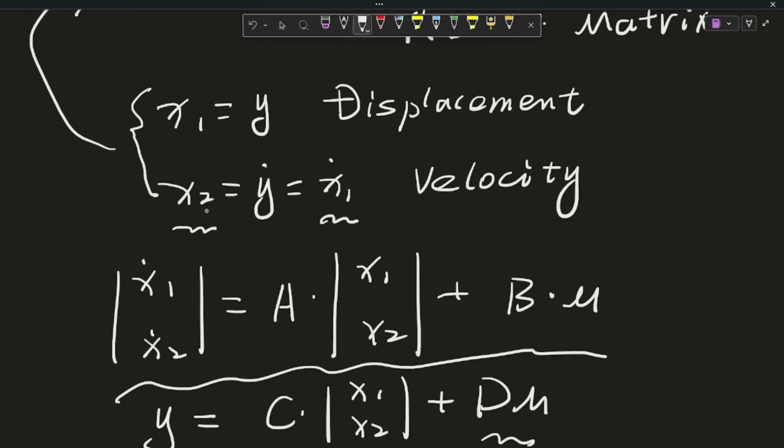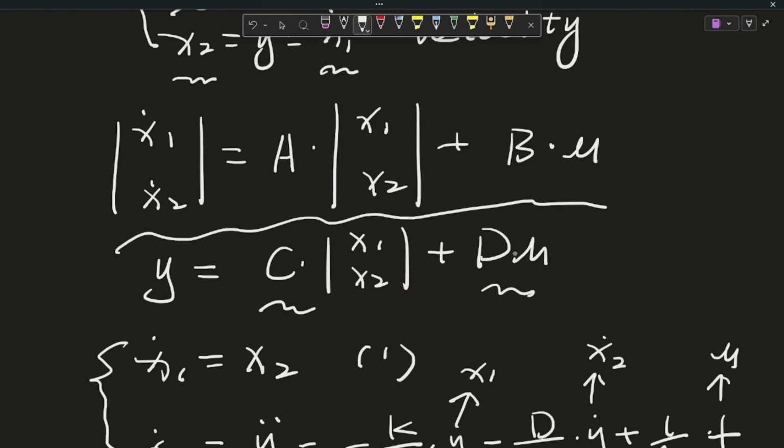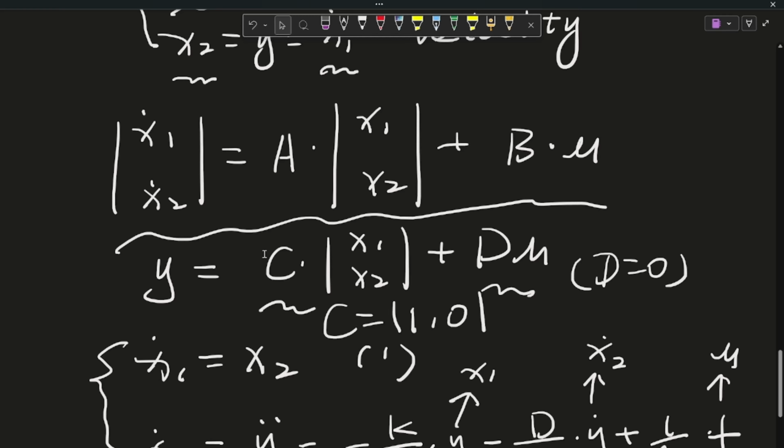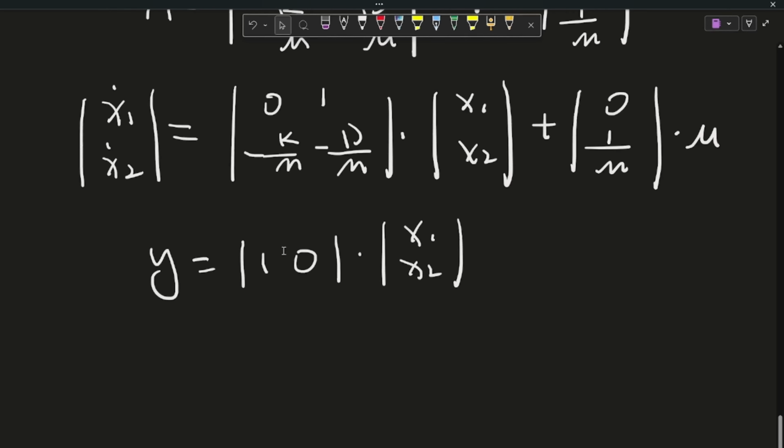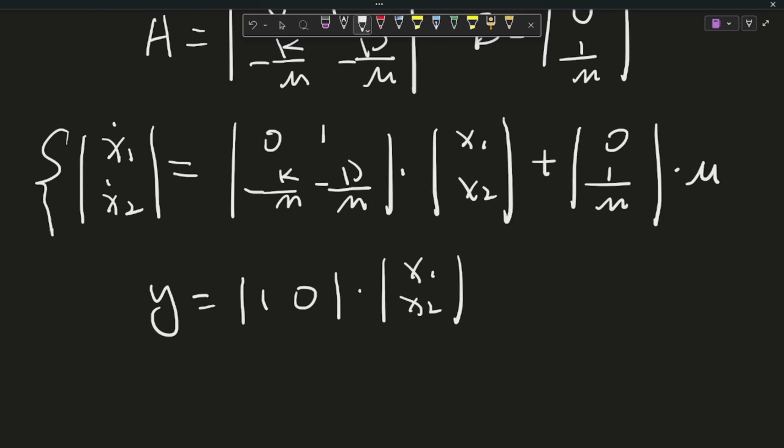y equals x1. This is what we defined. So here, D is 0. And C equals [1, 0]. So the second equation we can write like this: y equals [1, 0] times [x1, x2]. Okay. So we rewrite the equation to the state space form like this. In this way, we have successfully rewritten a differential equation into the state space form. Using these equations, we can solve the system as needed.